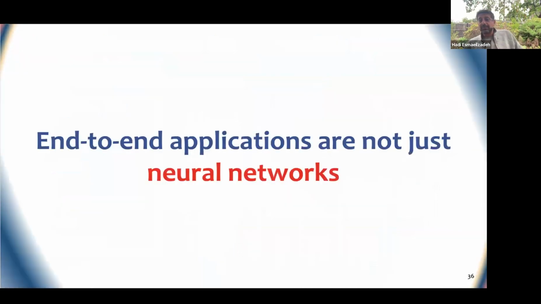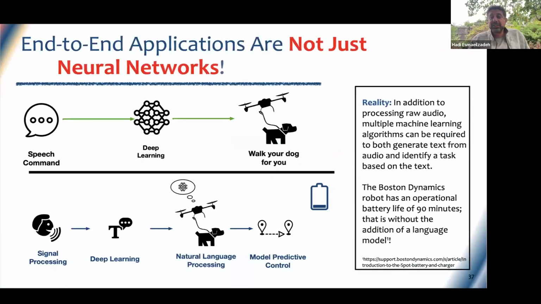I'm sure all of you are excited about neural networks. I am excited about neural networks. I've been excited about neural networks, I think, since 2004, when they weren't a thing at the time. But I am sorry to break the news, end-to-end applications are not just neural networks. I dare you to find me a real-world application where the end-to-end application itself is just a neural network. If you look at the continuum of different workloads, even a robotics application that uses speech control, you have to handle signal processing.